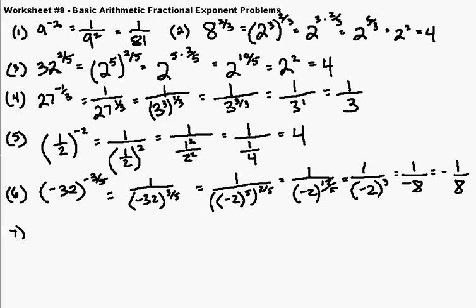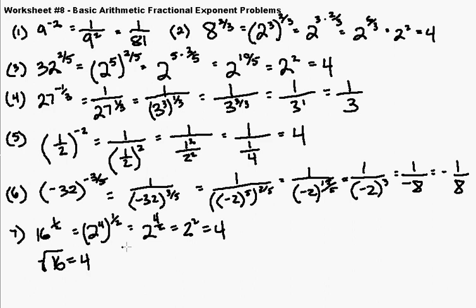7. Here I have 16 to the 1/2 power, which is equal to 2 to the 4th to the 1 half power, which is equal to 2 to the 8 over 2. Oh, 4 over 2, sorry about that. A little miscalculation. 4 over 2, which is equal to 2 squared, which is equal to 4. By the way, anytime you see something to 1 half power, that's like the square root. So we could have gone right to here and gotten square root of 16, which we all know is 4.